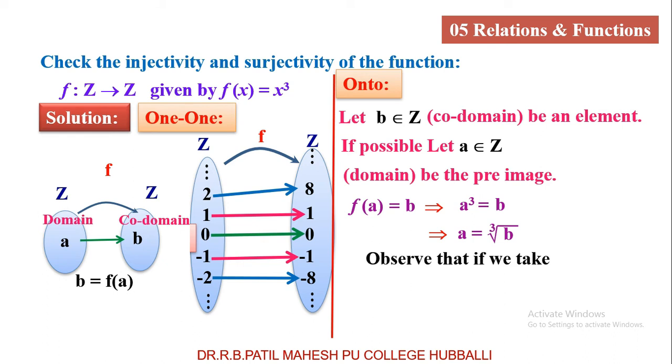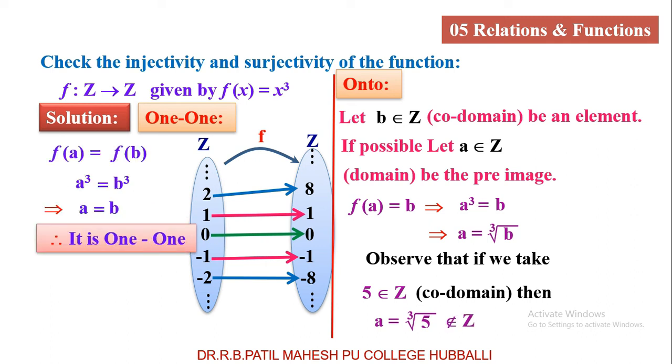Observe that if we take pi belonging to Z, because pi is an integer that will be there in the codomain, then A is equal to the cube root of pi. Will the cube root of pi be there in the set of integers? It will come in decimals, so it will not be there in the set of integers. Therefore, the function is not onto. Either you write the previous one or this one. For both you will get the marks.